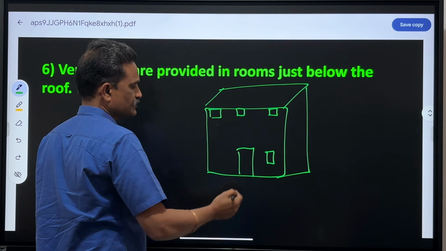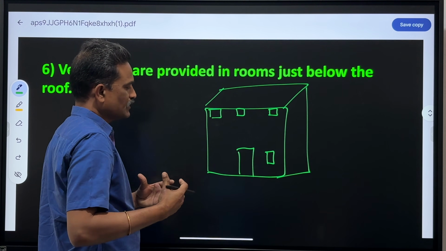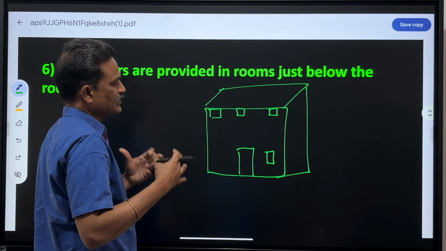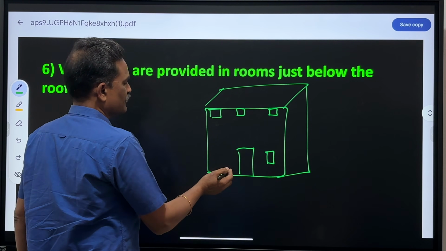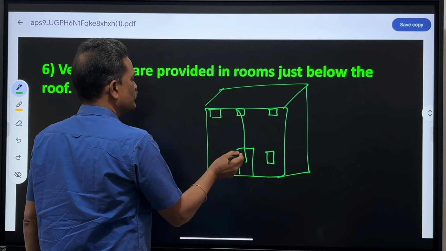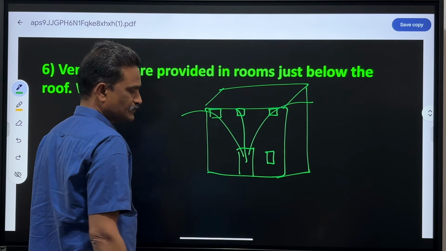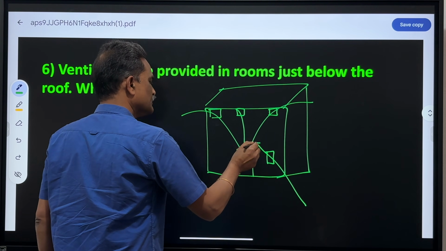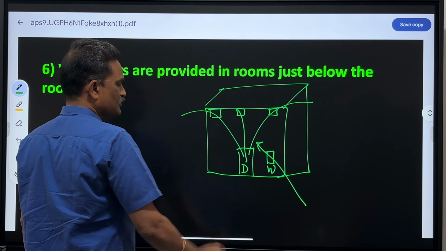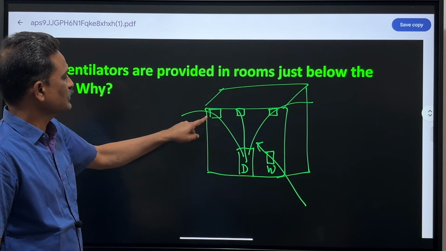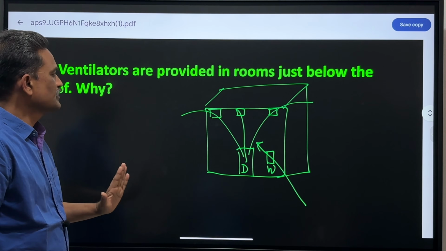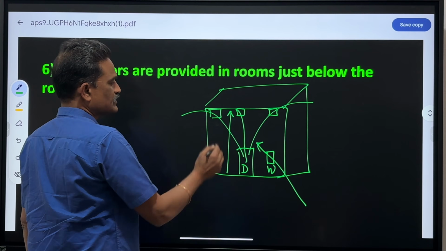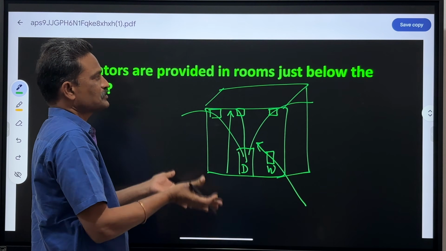So hot gases that come from our breath, or from cooking, or from other reasons, whatever the hot air, will go out from the room through the ventilators. The cold air is denser, so it comes into the room through windows and through the doors. Ventilators are provided just below the roof because the whole hot air goes and stays near the roof. Because it is lighter, its density is less, it goes up.